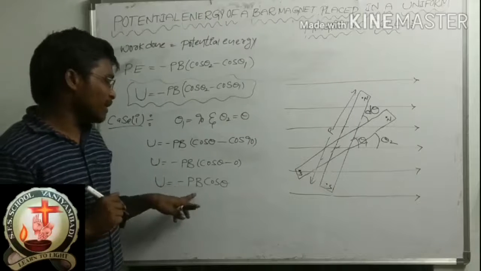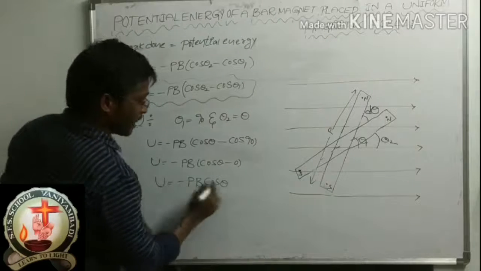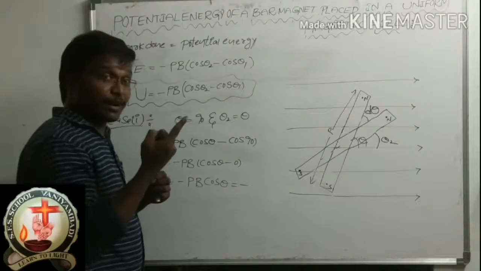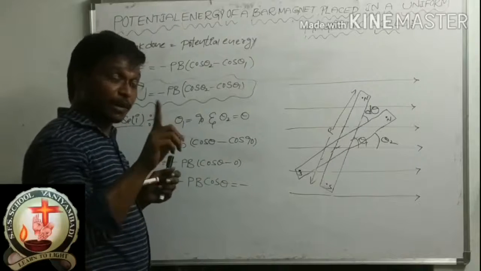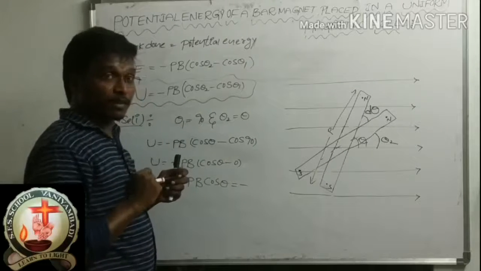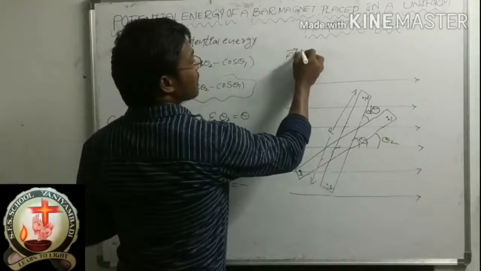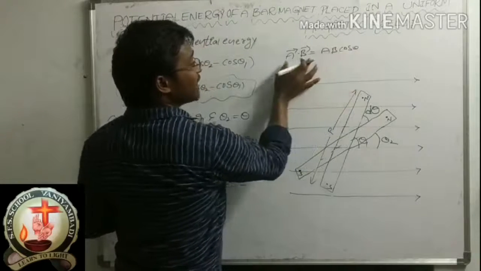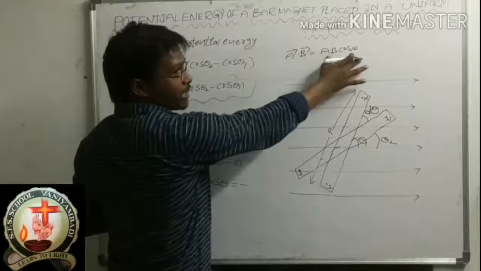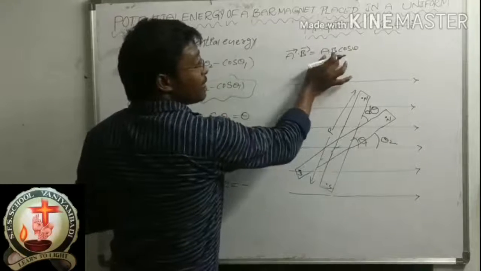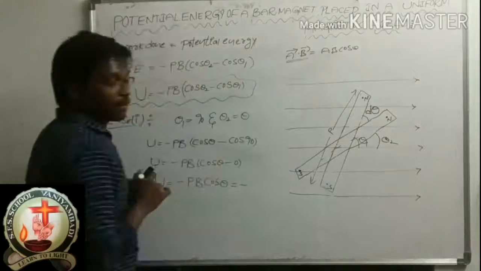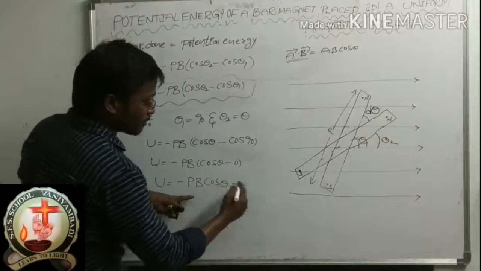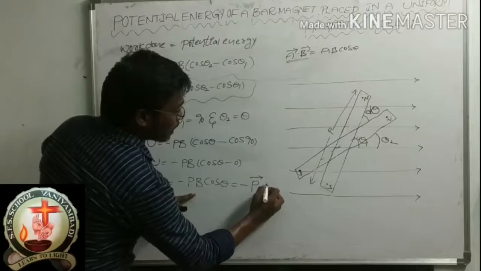Is there any possibility to convert this form? Here minus PB cos theta is there. A bar dot B bar is equal to AB cos theta, correct? In the place of A bar dot B bar, we can write AB cos theta. Otherwise, in the place of AB cos theta, we can write A bar dot B bar. Like this, here also PB cos theta is there, so in the place of this, I will write P bar dot B bar.